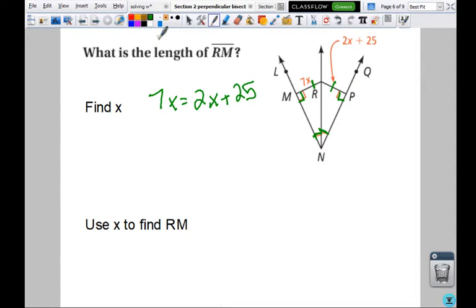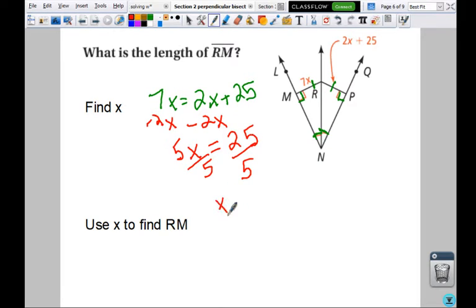So if I'm going to solve for this, what's my first thing I got to do? Subtract 2X. Yep, minus 2X on both sides. I'm going to get 5X equals 25. I just got to divide it by 5 now. Make sure I divide this right this time. X equals 5. Alright, but did we answer the question yet? Nope.